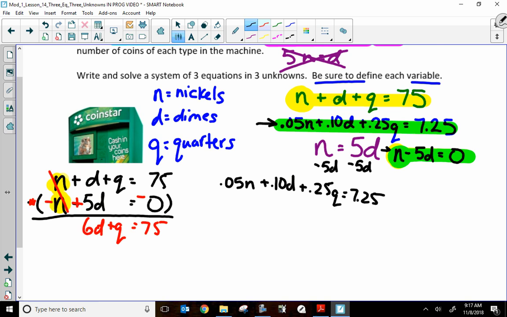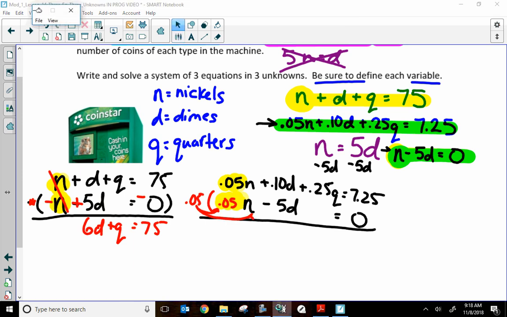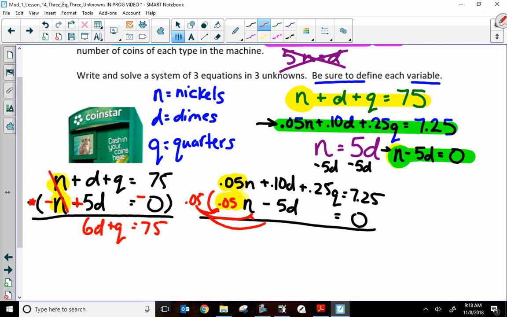Okay, and I have n minus 5d equals 0. These numbers are not the same, so I've got to multiply everything by 0.05. And there is no shame in using a calculator if you need to. 5 times 0.05, and you should get 0.25, absolutely. So when I distribute this, I get negative 0.25.